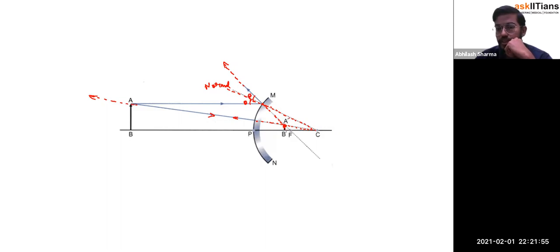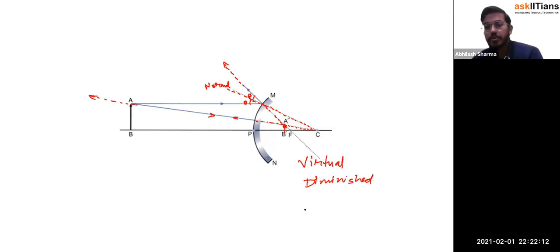So finally, we get a very tiny image here. Compared to object size, the image is very diminished. So first of all, it's virtual. A convex mirror can only form virtual, and that too diminished images. Right? So that's about the convex.